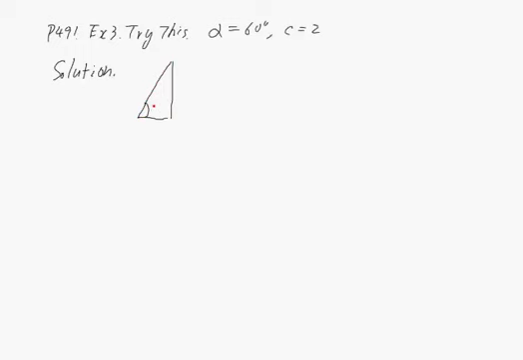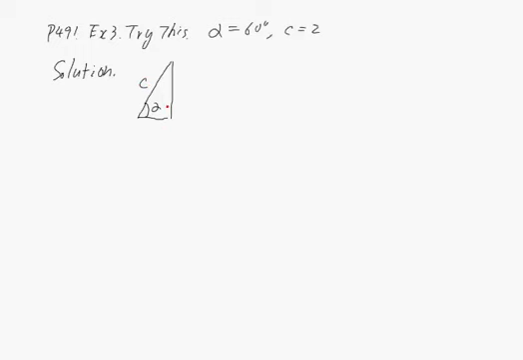So this is page 491, example 3. Try this part. We know one angle, alpha, is 60 degrees, and we know the length of the hypotenuse is 2. So first, let's sketch this right triangle. This is angle alpha, and this is C.